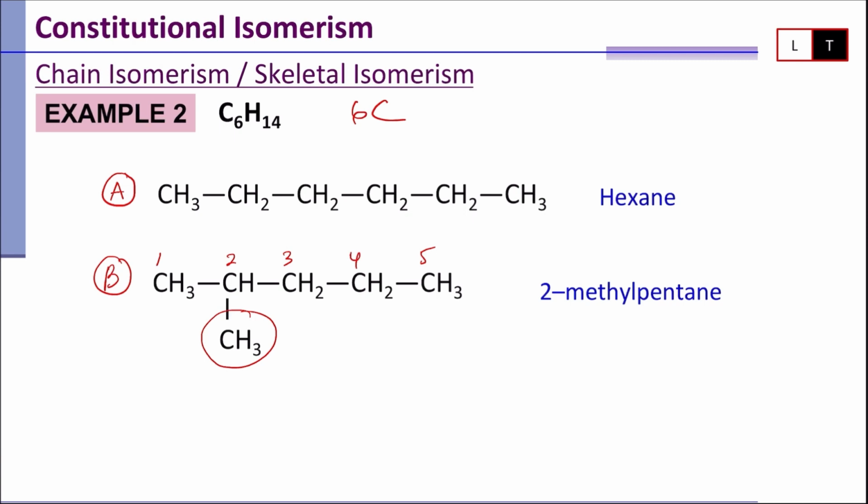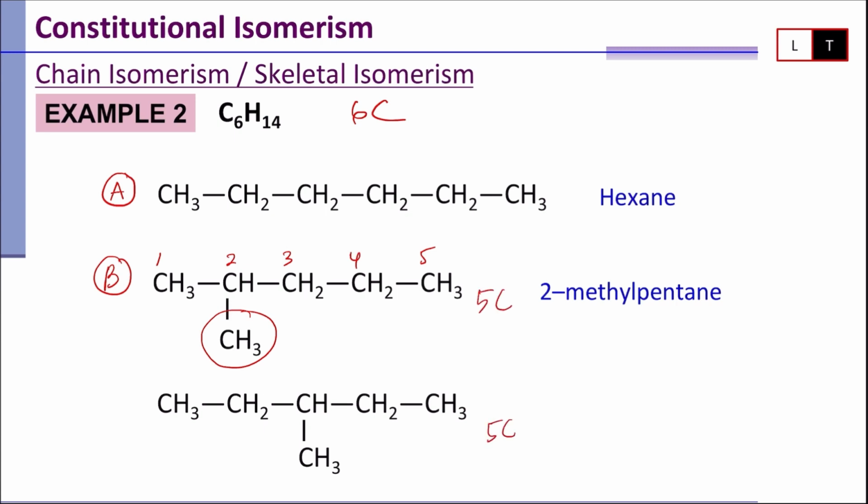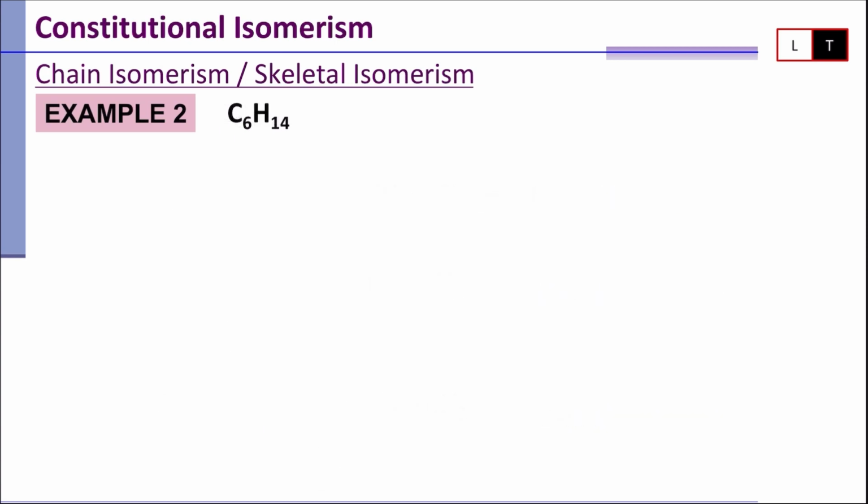And then saya ada isomer yang ketiga, di mana saya masih lagi kekal 5 carbon chain. Tetapi apa yang berubah adalah position saya punya CH3, di mana CH3 saya berada dekat carbon number 3 right now. So this is my third isomer. The name is 3-methyl pentane. Next we go for the next one.